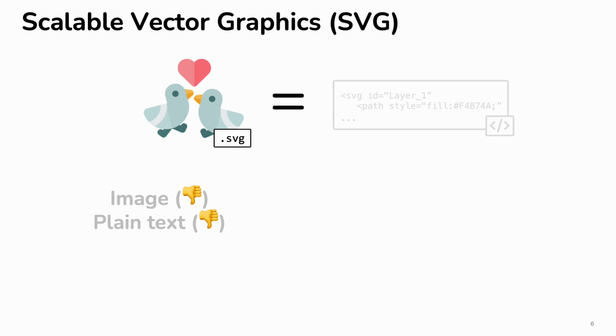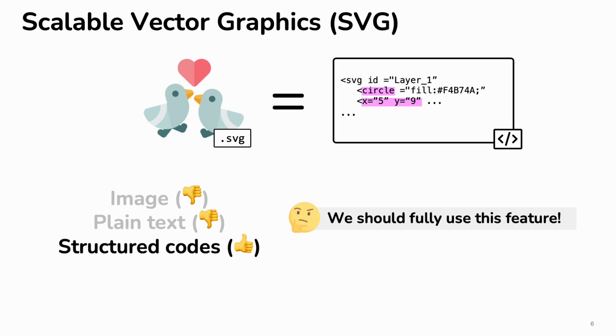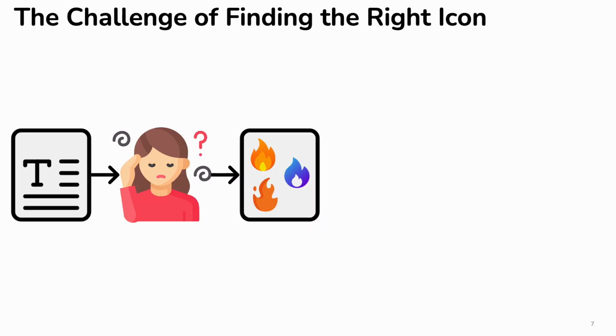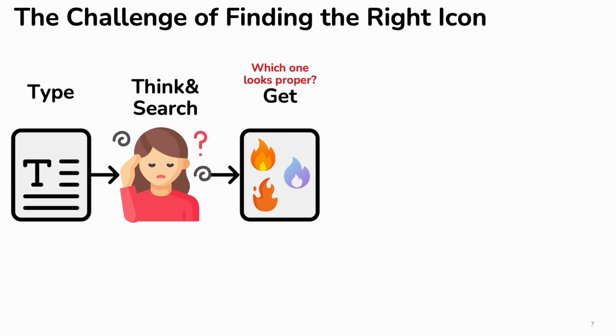Are they plain text? Well, have you seen raw SVG files? They are a mess. We wanted to fully use both the visual vibes and the underlying code. So here's the deal. Finding the right icon is a total struggle. Normally you type a keyword and then you gotta spend all this time thinking and searching through hundreds of options just to see which one looks proper.